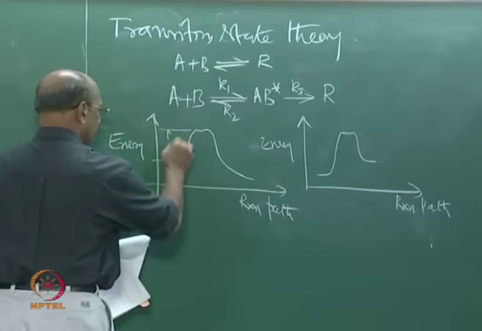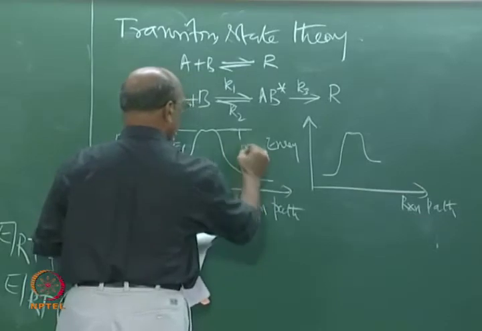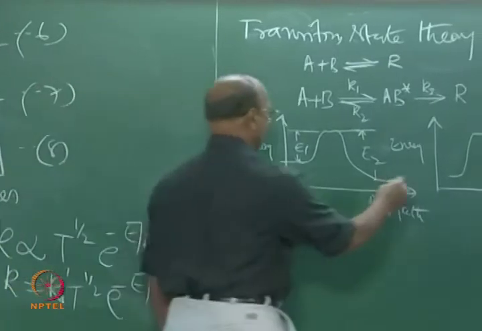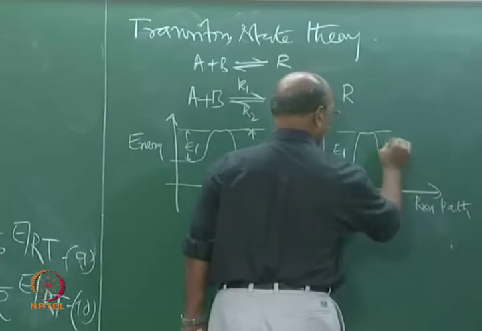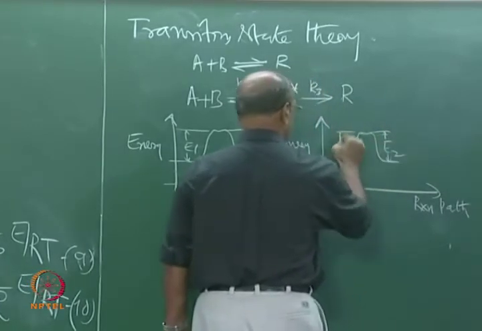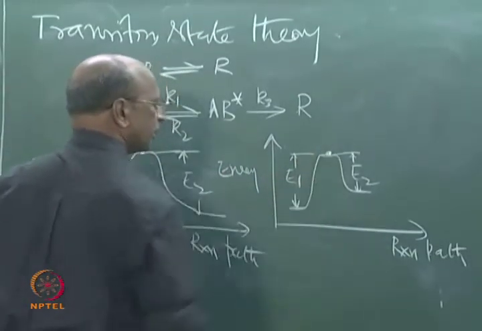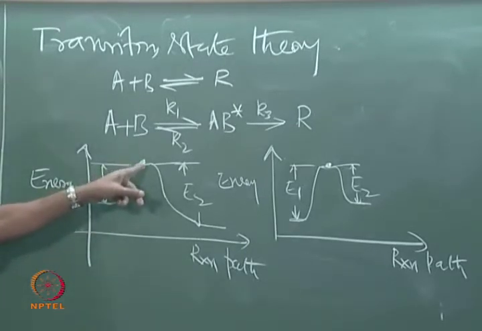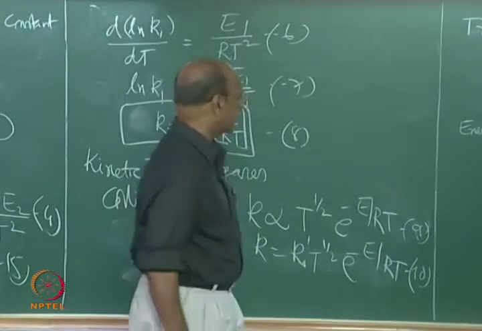This one is E 1, this one is E 2, energy. And here also I have this one E 1, this one E 2. Did you see this diagram earlier? And here we have the activated complex. It needs some energy to reach this peak, and from there it is decomposing. Energy decreasing, that activated complex energy is decreasing.